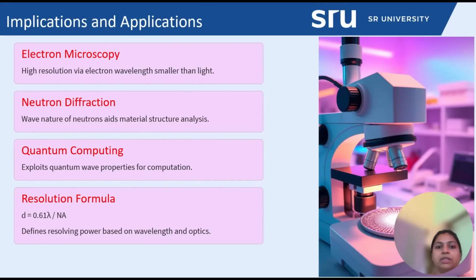Applications of this include electron microscopy, high resolution via electron wavelength smaller than light; neutron diffraction, using the wave nature of neutrons to aid material structure analysis; and quantum computing, which exploits quantum wave properties for computation. The resolution formula, d equal to 0.61 lambda, defines the resolving power based on the wavelength and optics.